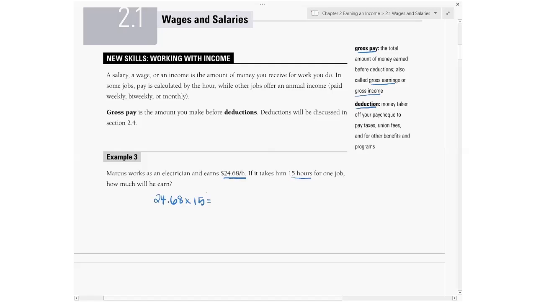So we'll throw that into our calculators. We got 24.68, and he's getting paid for 15 hours. He earns $370.20. Make sure when you're working with money that you're going to 2 decimal places and that you're writing down both. So on your calculator, probably will say 370.2. Add that 0 after because we're talking about money, and that's how we write it. So he will earn $370.20.